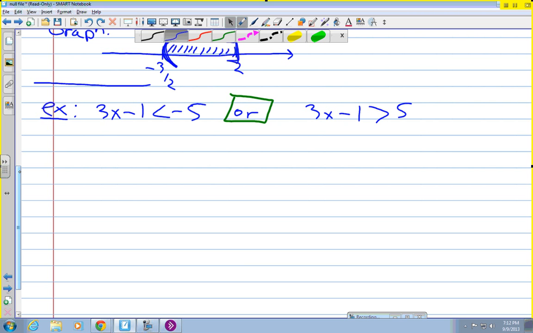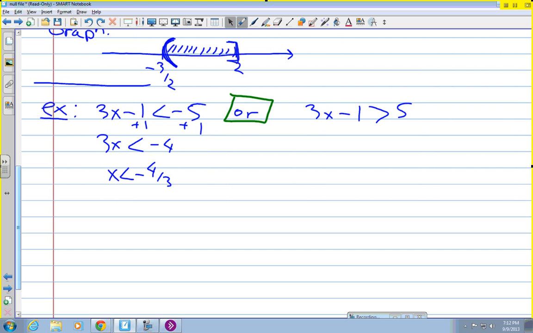They will not have any overlaps. But the or tells us, well, we need both. We'll need the union of the two sets. So anyways, I'm just going to solve them separately. 3x, add 1 to both sides. So 3x is less than negative 4. So x is less than negative 4/3, is that right?